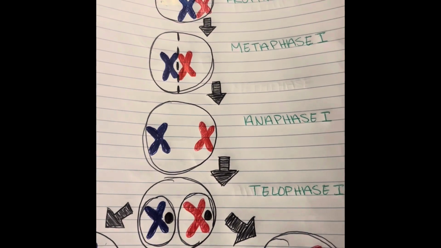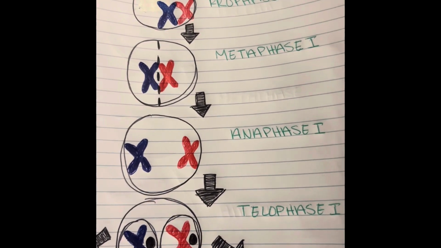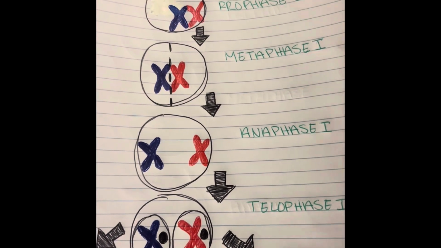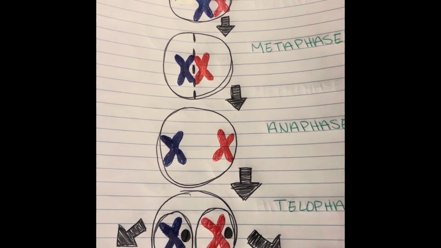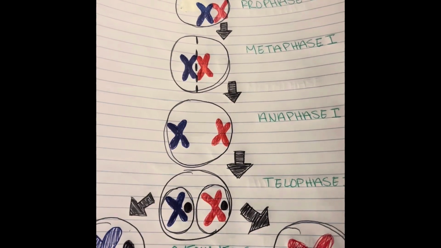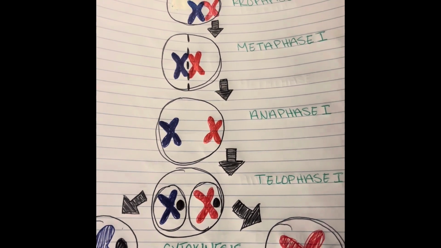So in metaphase 1, the tetrads line up down the middle of the cell, also called the equator or metaphase plate. In anaphase 1, the homologous chromosomes split up and move towards opposite ends of the cell.